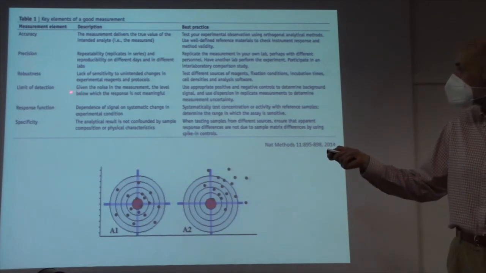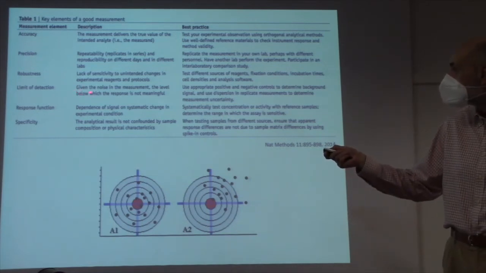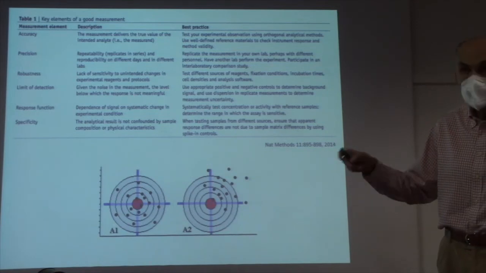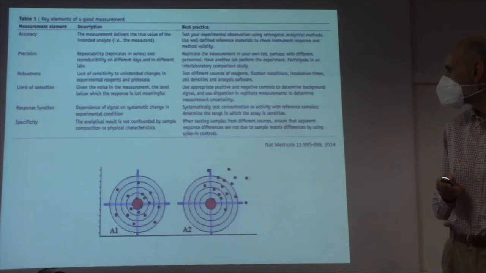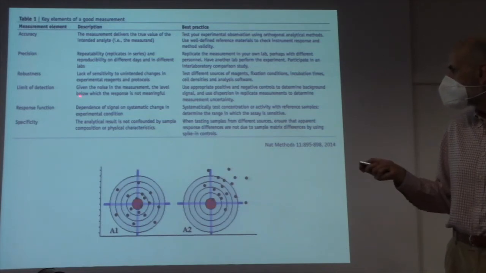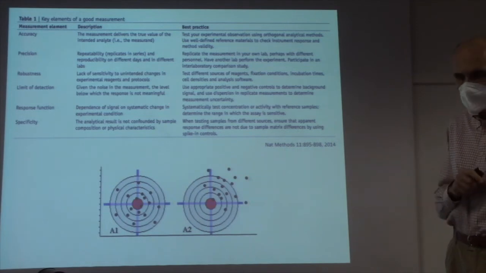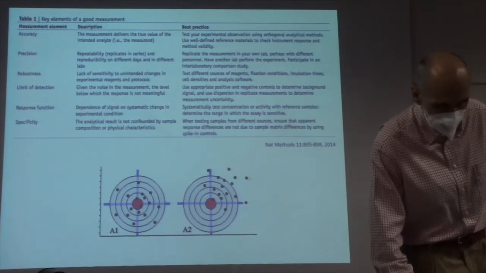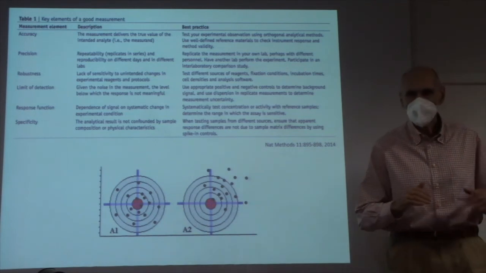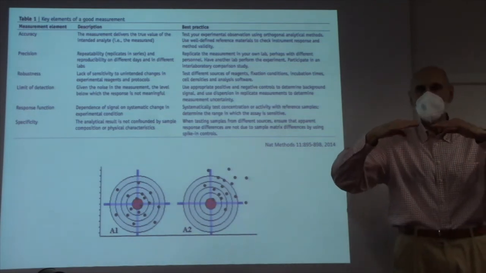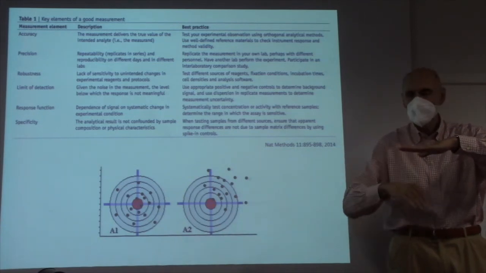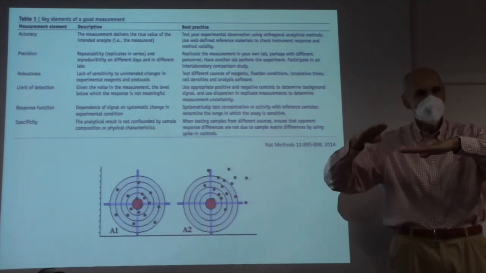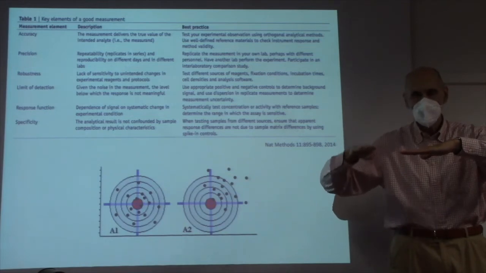So, limit of detection is defined as, given the noise in the measurement, there often is a noise in your measurement, the level below which the response is not meaningful. Which means, suppose this is the line of zero, right? Suppose your instrument is oscillating this much.